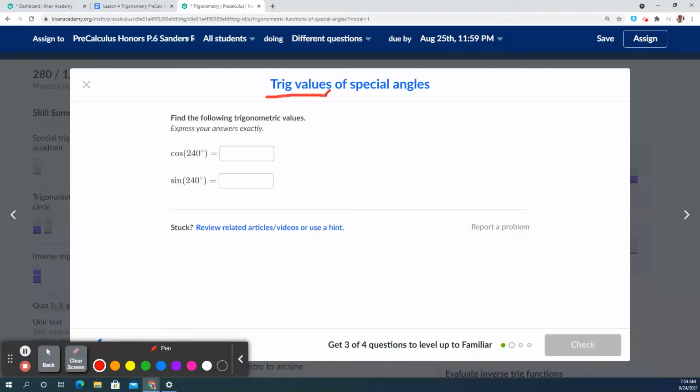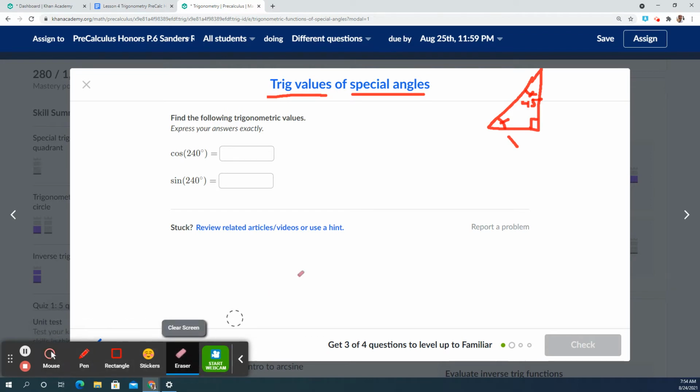We're looking at trigonometric values of special angles. So that means we need our special right triangles. So this is my 45. I have the matching angle over here. And that would be, for these, I don't need the x's. I can just use the value. So this would just be a 1, and a radical 2.